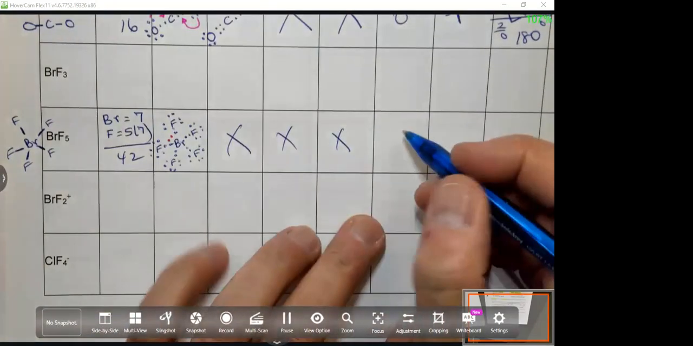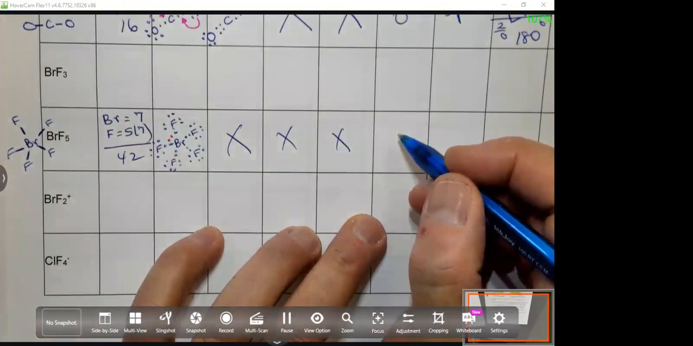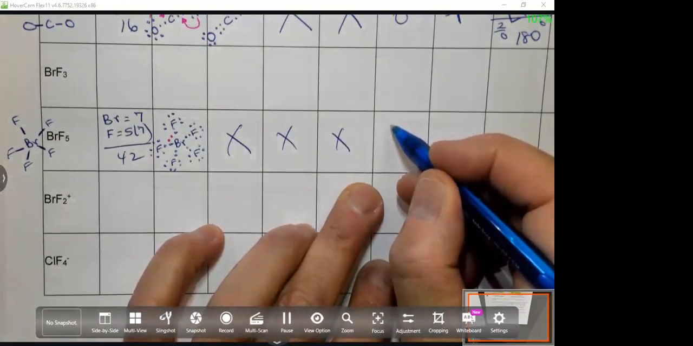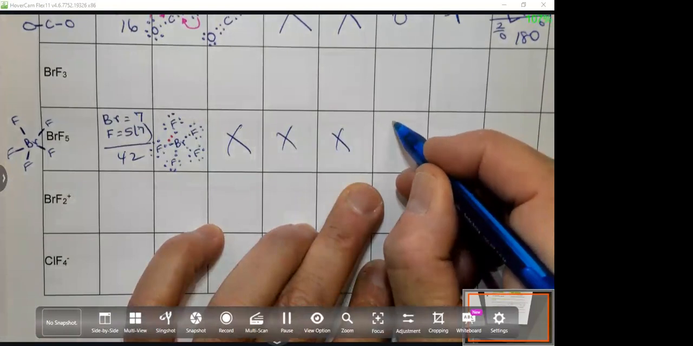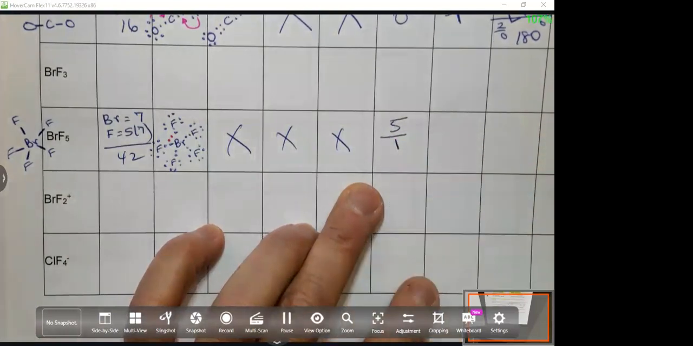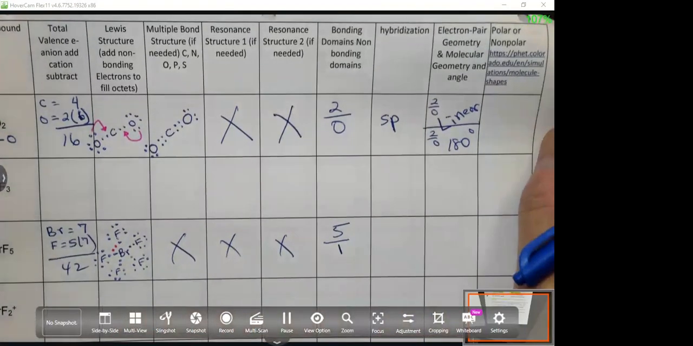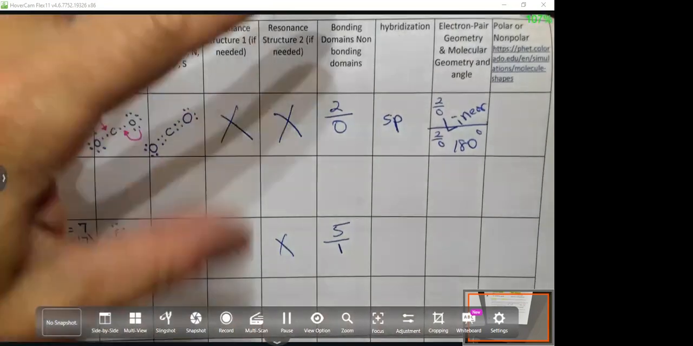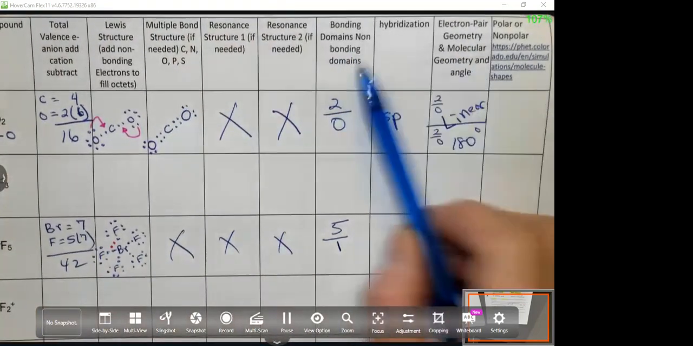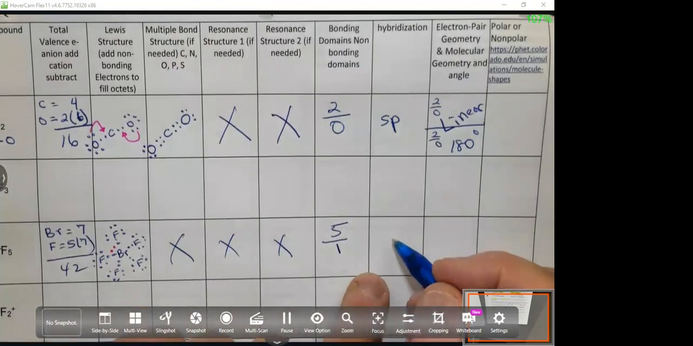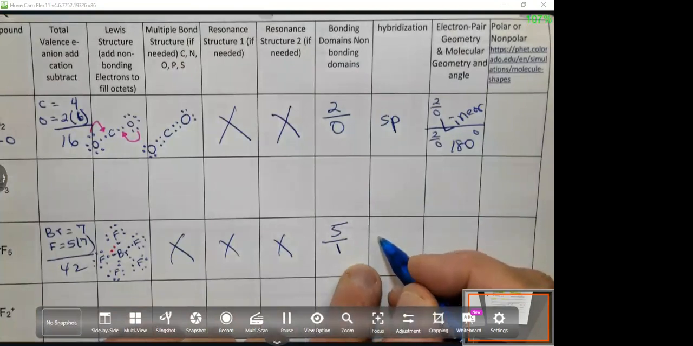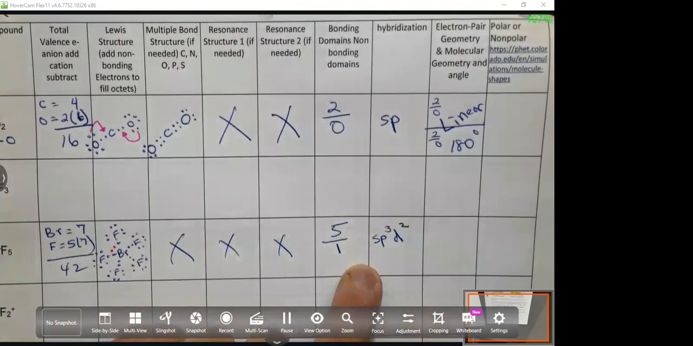How many bonding domains do I have? I've got bonding domains and non-bonding domains. I've got what? 5, 1, don't I? I've got to put these columns together. I'm trying to get all this to print out as one unit, but I've got to combine something. If I have a 5, 1, what is my hybridization? sp3d2. I'm going to explain that coming up.